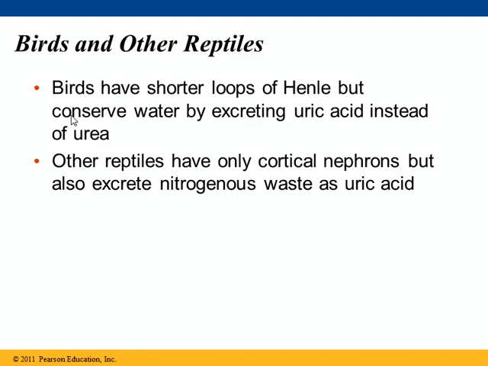Reptiles, once again, don't have these complicated loops of Henle. They don't have these juxtamedullary nephrons. Anytime they do have a kidney, they use cortical nephrons, closer to the surface of the kidney, that don't have this loop of Henle in them.